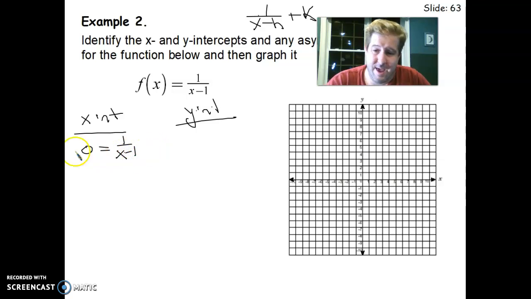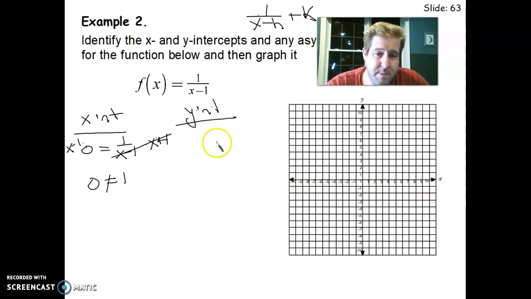Now, the easy thing here is if I multiply both sides by x minus 1, and of course the pen's not working right here. Okay, so then I multiply this side by x minus 1. These will cancel out. Anything times 0 stays 0. So once again, we don't have an x-intercept. That won't make any sense.